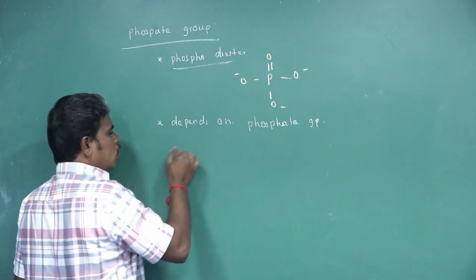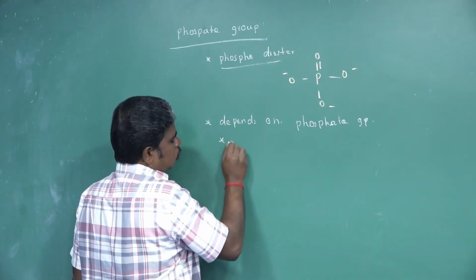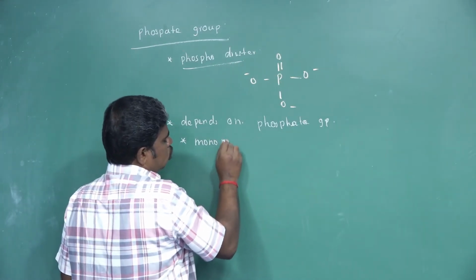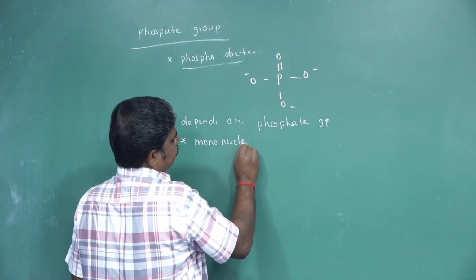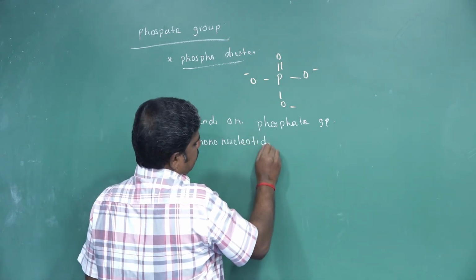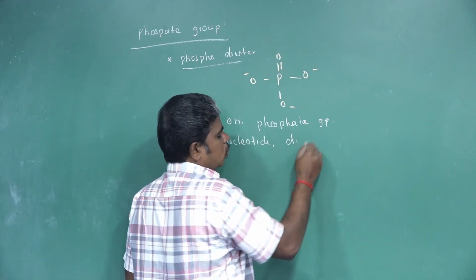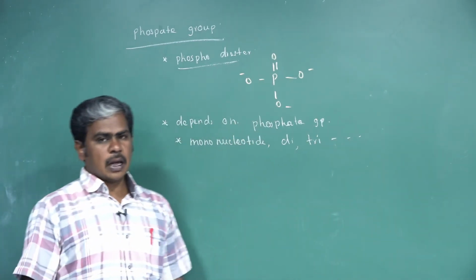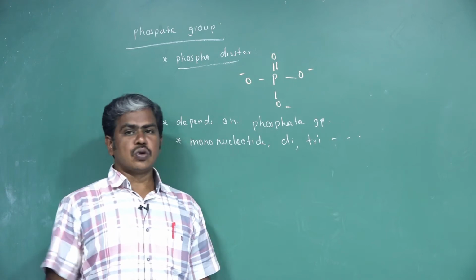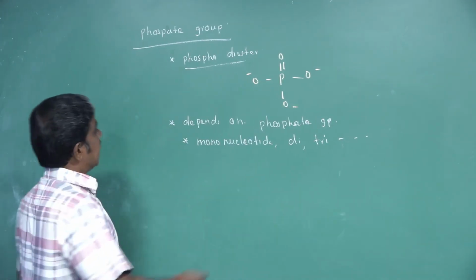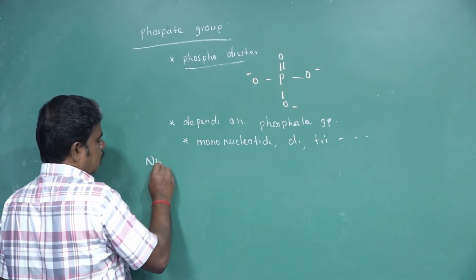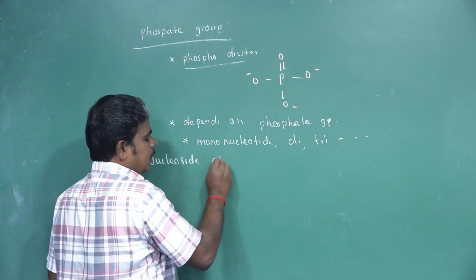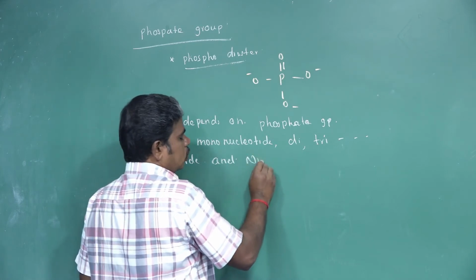Depending upon the phosphate groups, the nucleotide is classified into mononucleotide, dinucleotide, and trinucleotide, likewise. Now we may take nucleoside and nucleotide.